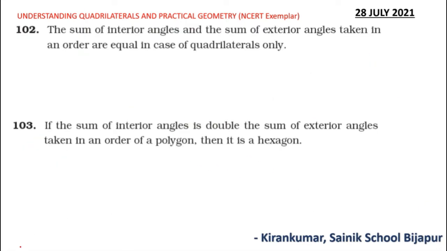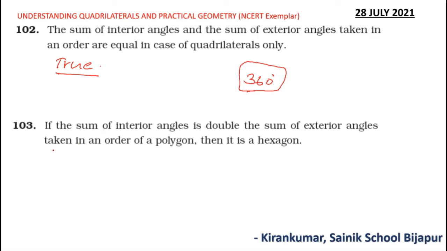Question number 102. The sum of interior angles and the sum of exterior angles taken in order are equal in case of quadrilaterals only. This particular statement is a true statement because sum of all the interior angles is 360 degree. Sum of exterior angles is also 360 degree.